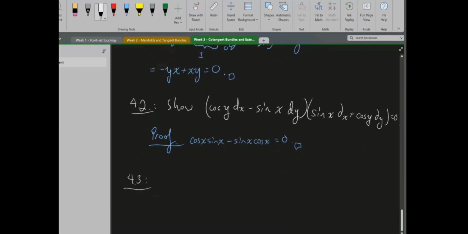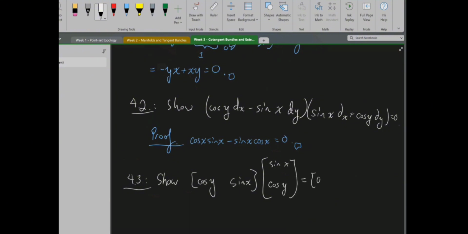But if you aren't used to thinking of differential forms and tangent vector fields as being matrices, it's a good exercise to actually compute it directly. So we want to show cosine y, which is the dx component, and sine x, which is the dy component, multiplied with sine x, which is the del x component, and cosine y, which is the del y component, should give you 0 as a result.